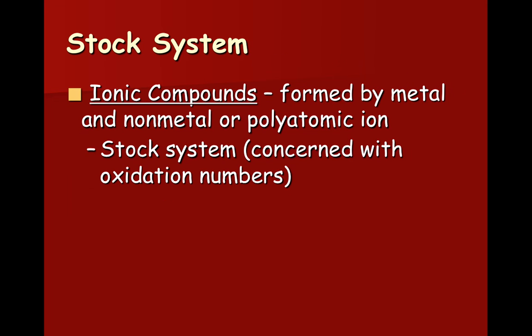So there are two main naming classifications, the stock system and the Greek prefix system. We're going to start with the stock system. It's appropriate to use the stock system when naming ionic compounds. You'll recall that an ionic compound is formed between a metal and a non-metal, or also if we have a polyatomic ion within the compound, we'll also be using the stock system. The stock system is all about oxidation numbers or charge. So you'll notice as we go through this, it's all about getting the charges correct.